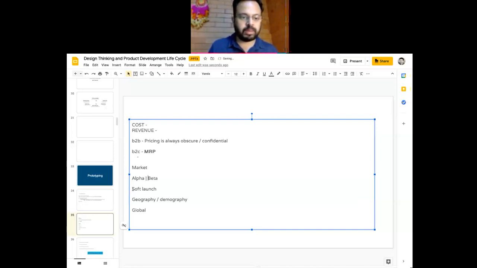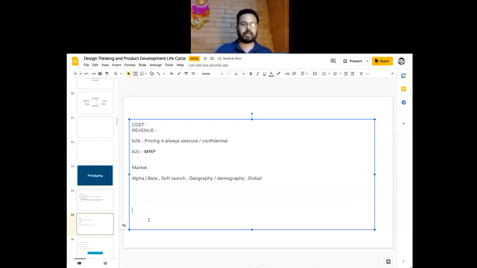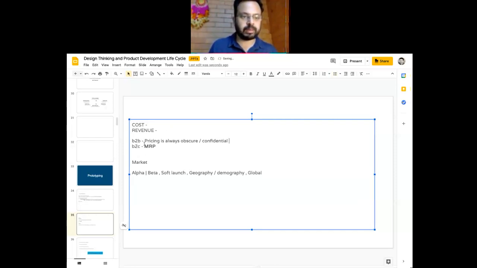All of this is done. Say these are the stages we have. This comes much later. So first of all, let's be clear that this is much later. Even this is later. B2C, B2B is later.